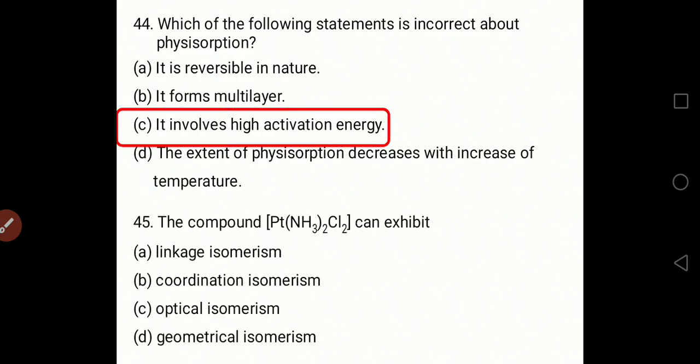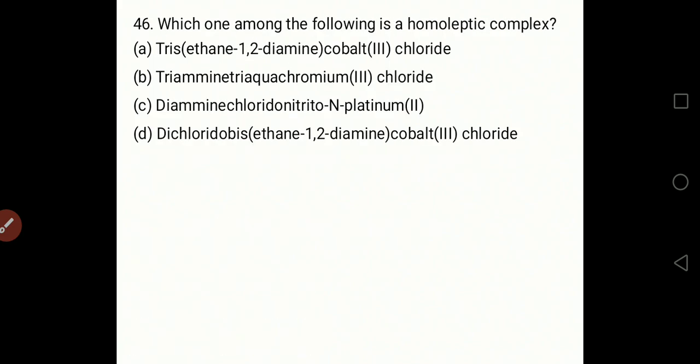Then 45, the compound [Pt(NH3)2Cl2] can exhibit. See, linkage isomerism is possible for ambidentate ligand, here it is not present. So coordination isomerism is possible, two coordination entities should be there, it is not there. Optical isomerism, tetrahedral or square planar complexes never exhibit. So the answer for that is geometrical isomerism. Cis and trans, it is possible for this.